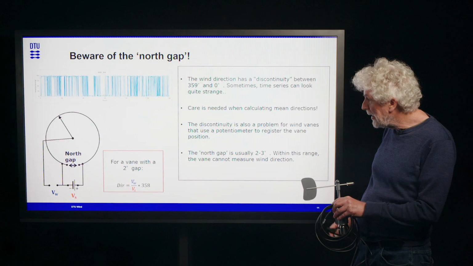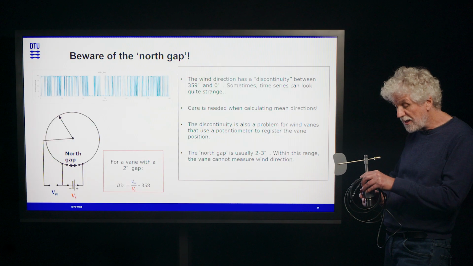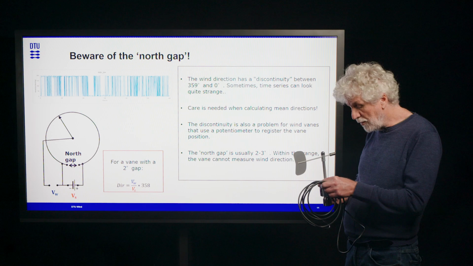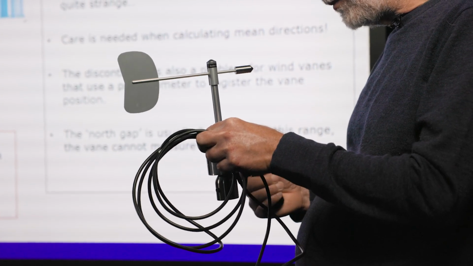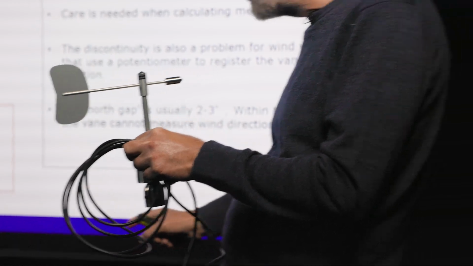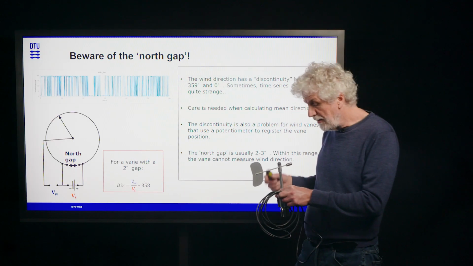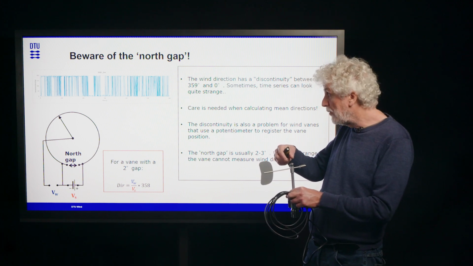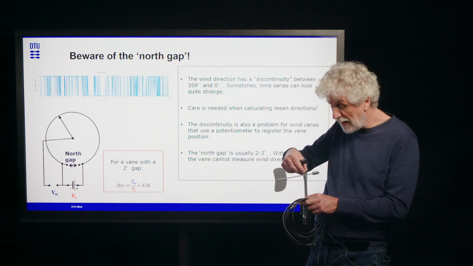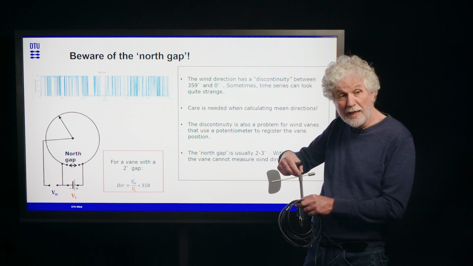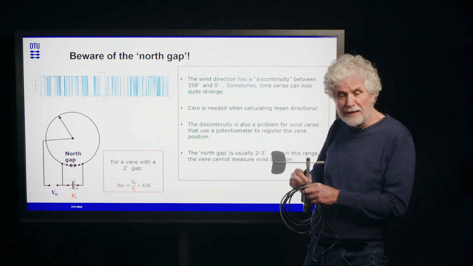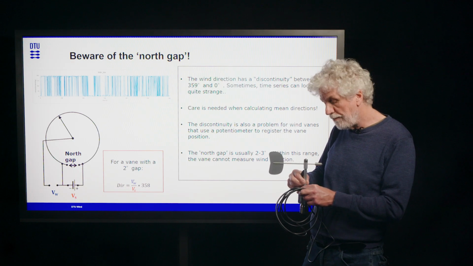But also, mechanically, electronically, we have a problem because, as I said earlier, we have a potentiometer in the bottom of this, and in order to generate the necessary voltage around that potentiometer, of course we need a gap. And that means that in fact we can only measure the wind direction in something like 358 of the actual 360 degrees. We have this north gap where we're not able to measure the wind direction. Usually we make sure that the so-called north gap points in a direction where the wind comes fairly infrequently, so it's not too much of a problem.